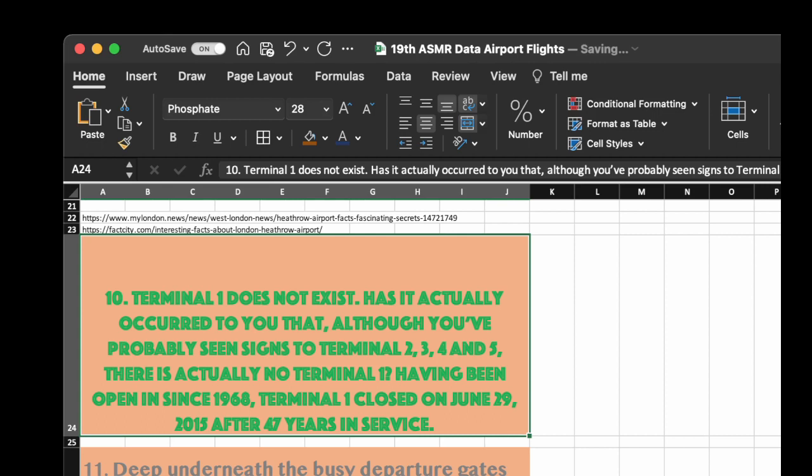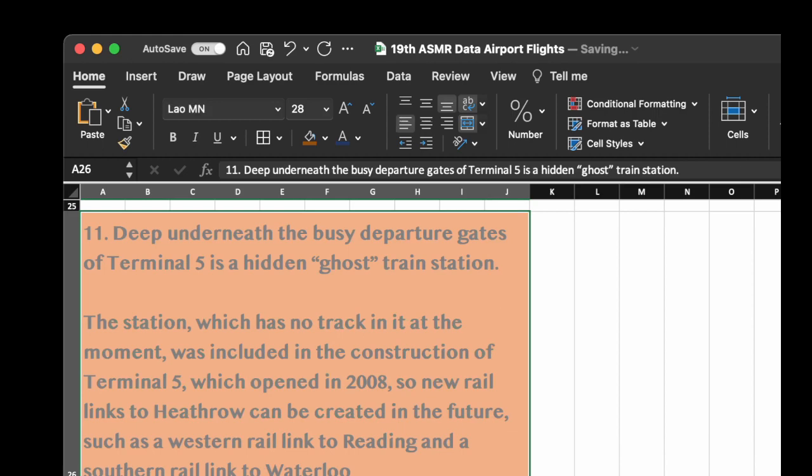Fun fact number 11. Deep underneath the busy departure gates of Terminal 5 is a hidden ghost train station. The station, which has no track in it at the moment, was included in the construction of Terminal 5, which opened in 2008, so new rail links to Heathrow can be created in the future, such as a western rail link to Reading and a southern rail link to Waterloo.